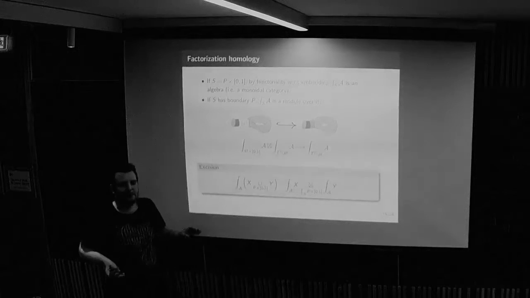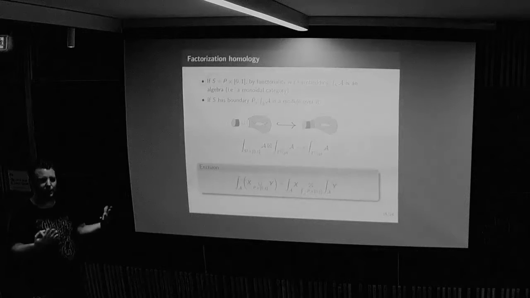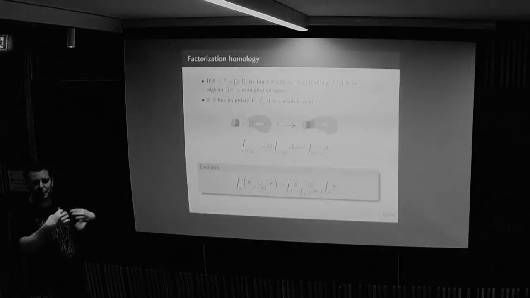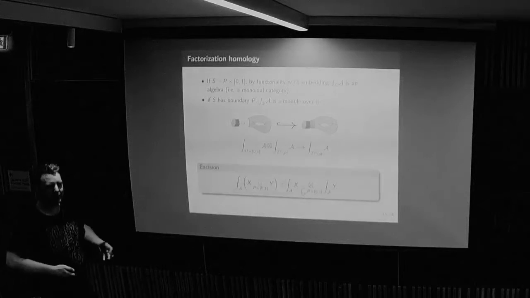So this is as simple as it can get, and it's just a natural extension of the fact that disjoint union, which is gluing over nothing, goes to tensor product, so gluing over something goes to some relative version of the tensor product.